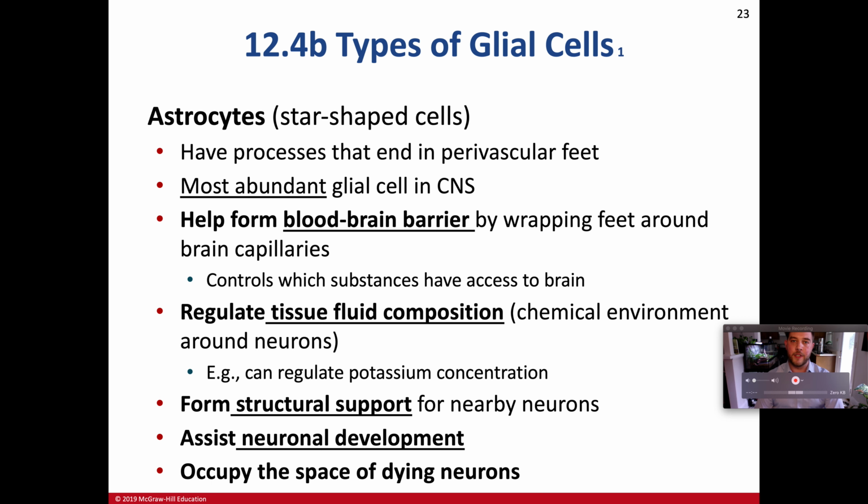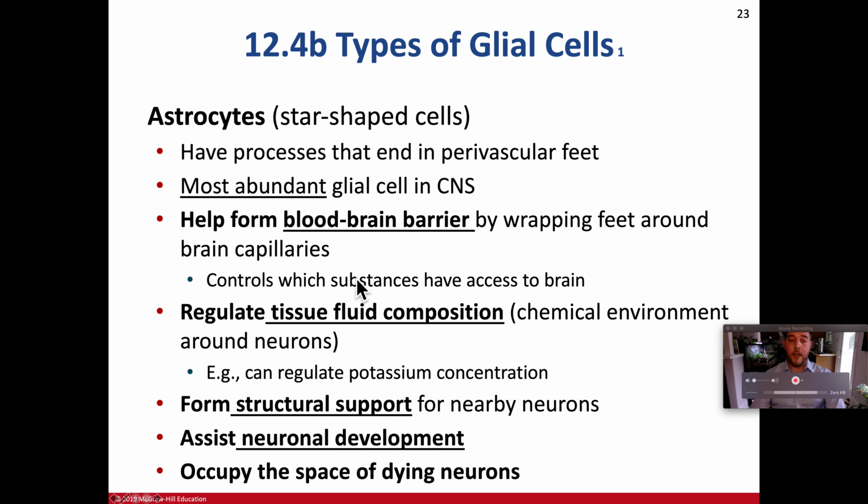So the first type of glial cells, these are going to be in your central nervous system. These are astrocytes. They have little processes that end in what are called perivascular feet. So look at that word, perivascular. Peri meaning around, and vascular referring to your vessels. So these are going to wrap around your blood vessels and help form this blood-brain barrier here.